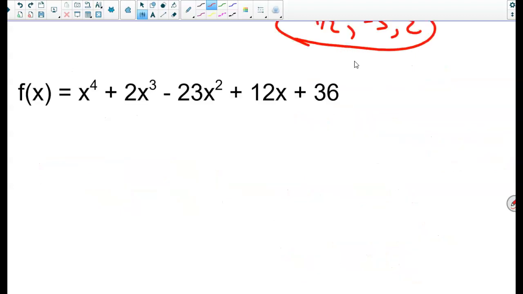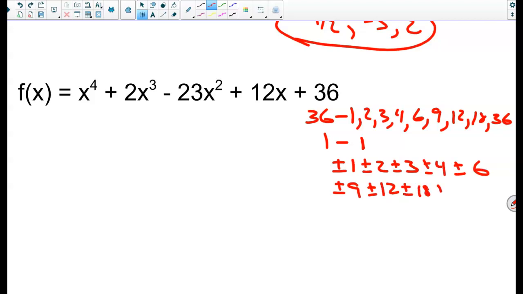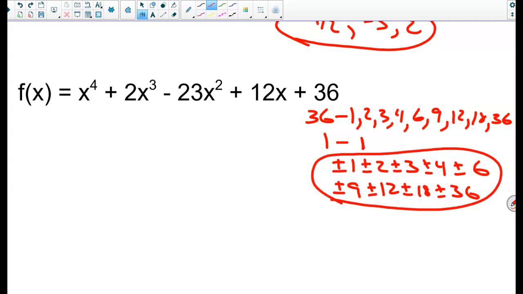So here is my list of possible solutions. My factors of 36 are 1, 2, 3, 4, 6, 9, 12, 18, and 36. And my factors of 1 are simply 1. It's always nice to have a leading coefficient of 1. So my potential solutions are plus or minus 1, plus or minus 2, plus or minus 3, plus or minus 4, plus or minus 6, plus or minus 9, plus or minus 12, plus or minus 18, plus or minus 36. So there's my list of potential solutions. I'm going to get solutions out of the first set.